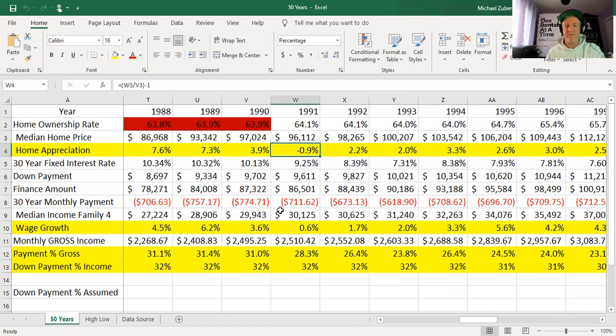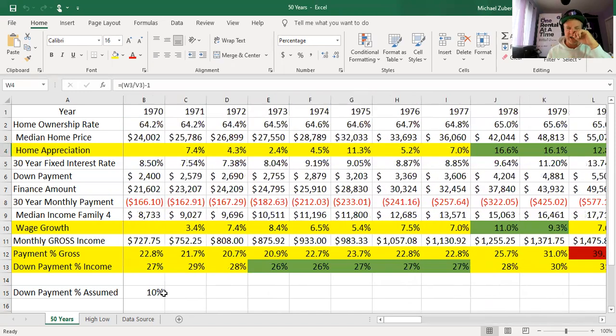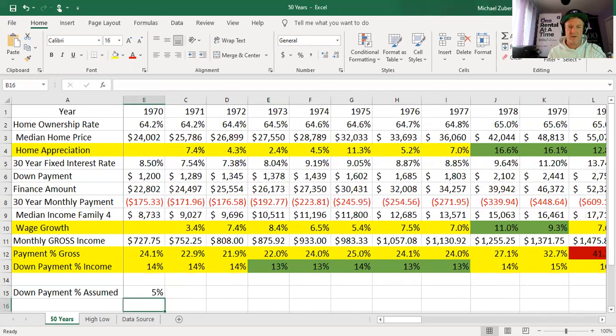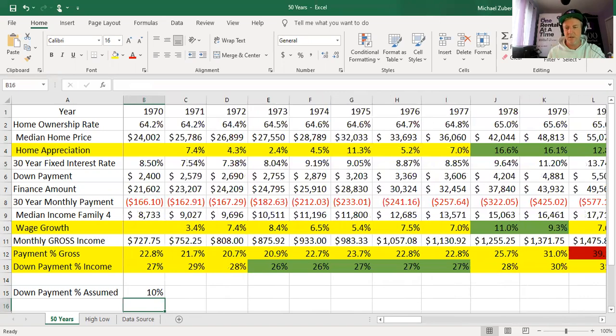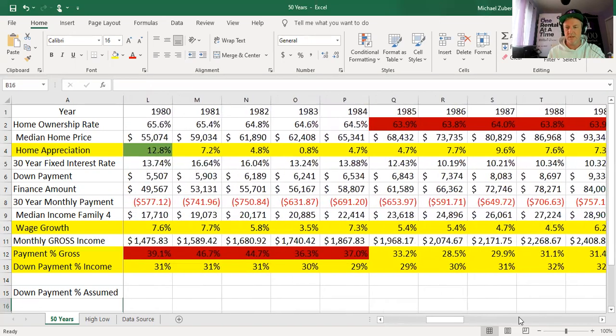I'm doing 30-year fixed. I did do a ratio here. So if you ever wanted to change this, it's 10% here, but you can make it 5% if you wanted. All the numbers change. You can make it 20% if you like. But I did all the recordings at 10%. So you can adjust that if you want. Everything should ripple through.